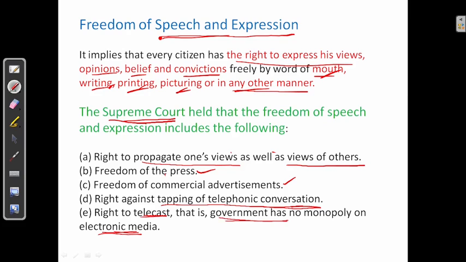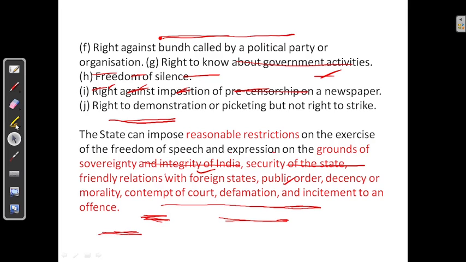You need not take the permission of the government. You can telecast. There are many private channels, right? So they have the right to telecast. Government has no monopoly on electronic media. Next, right against bandh called by political parties or organizations, and the right to know about government activities, that is RTI, right to information.